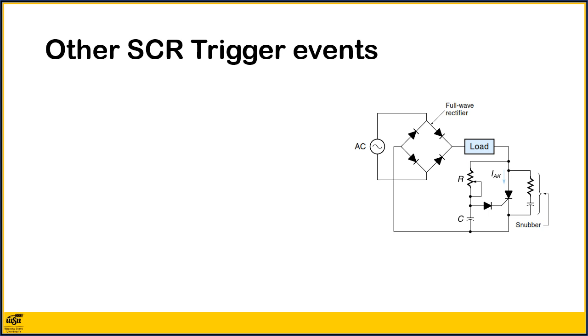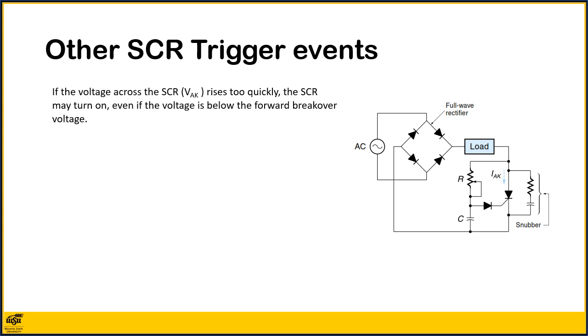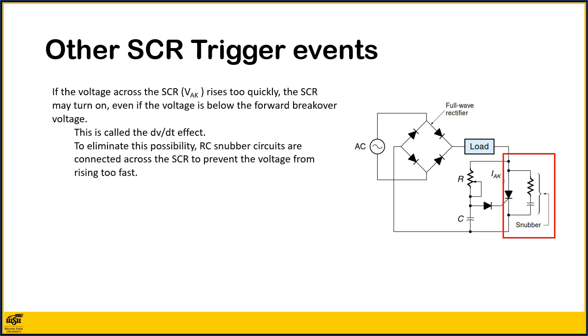Some other conditions, besides those already mentioned, could cause the SCR to turn on. If the voltage across the SCR, VAK, rises too quickly, the SCR may turn on, even if the voltage is below the forward break-over voltage. This is called the dV by dt effect. To eliminate this possibility, RC snubber circuits are connected across the SCR to prevent the voltage from rising too fast.